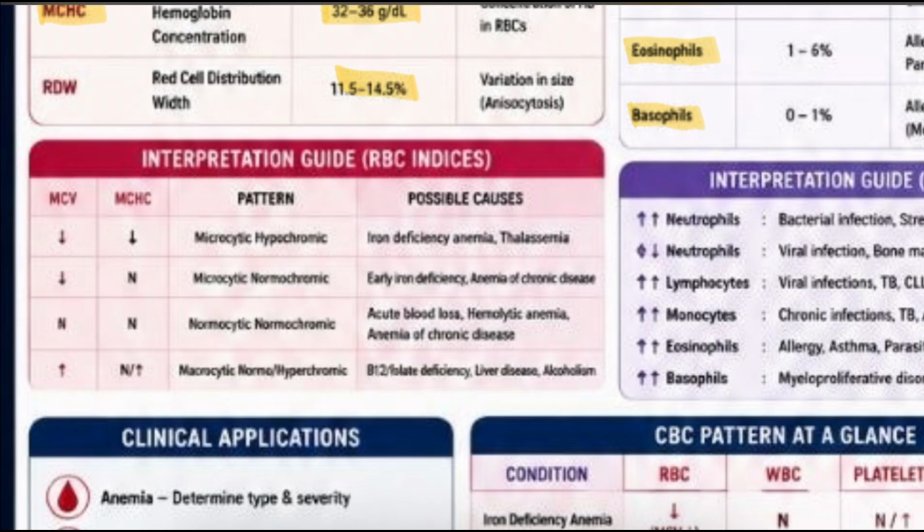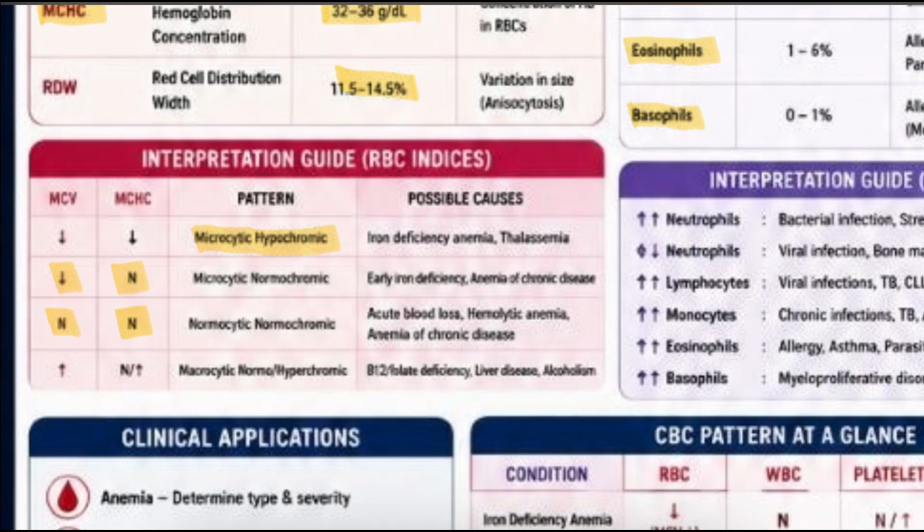Whenever the MCV is low and the MCHC is low, we have to suspect a microcytic hypochromic pattern, that means iron deficiency anemia and thalassemia. If MCV is low, microcytic, along with a normal MCHC, we have to suspect microcytic but normochromic, like early iron deficiency anemia and anemia of chronic disease.